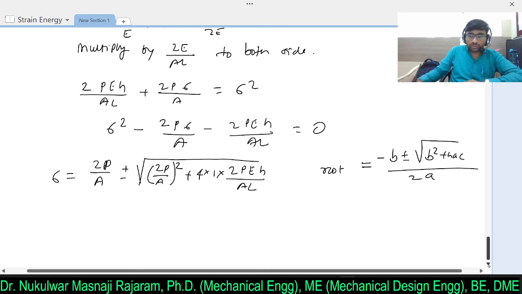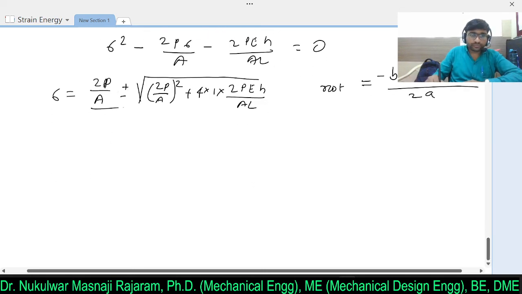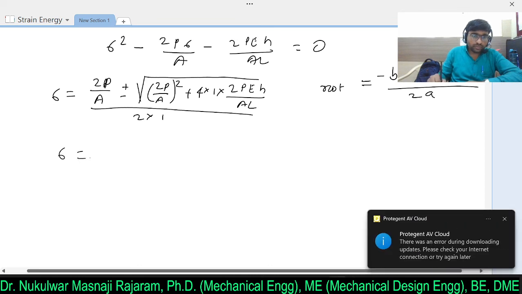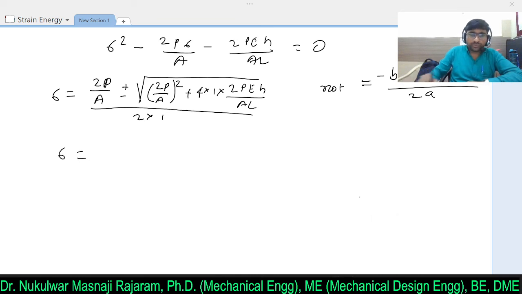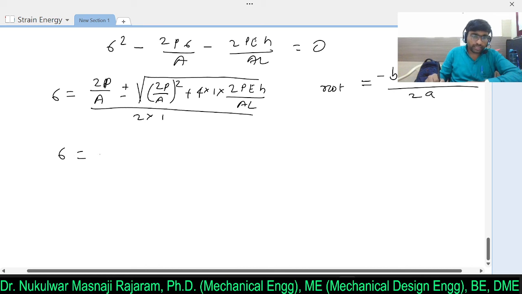It's not over, divided by 2A. 2 into 1. Clear? So sigma will be equal to, if you divide by the 2, then this 2 and this 2 get cancelled, so it will become P by A plus or minus under root of, so we are taking these 2 in under root, so I must take 4, so this will become 4P square divided by these 2.